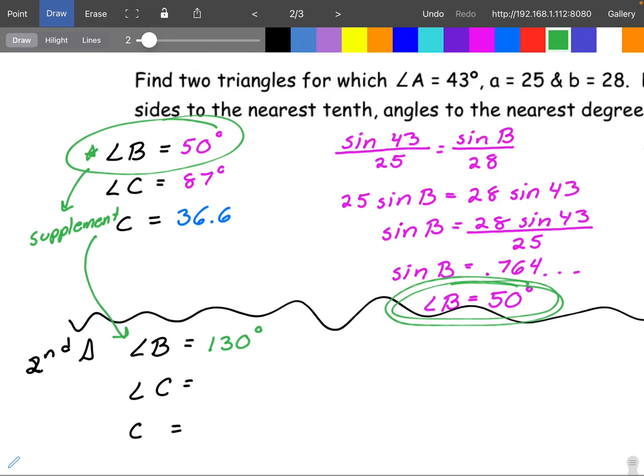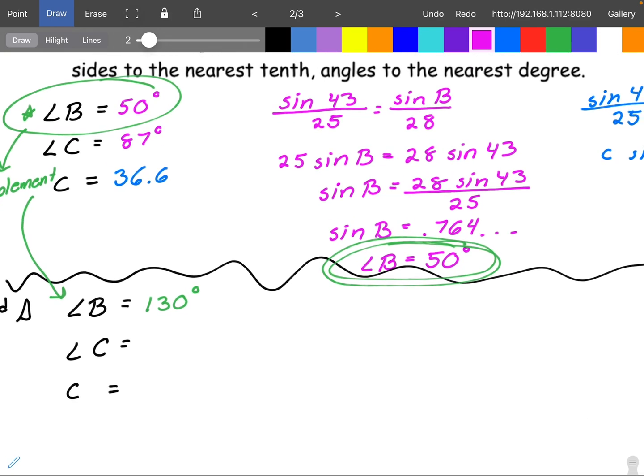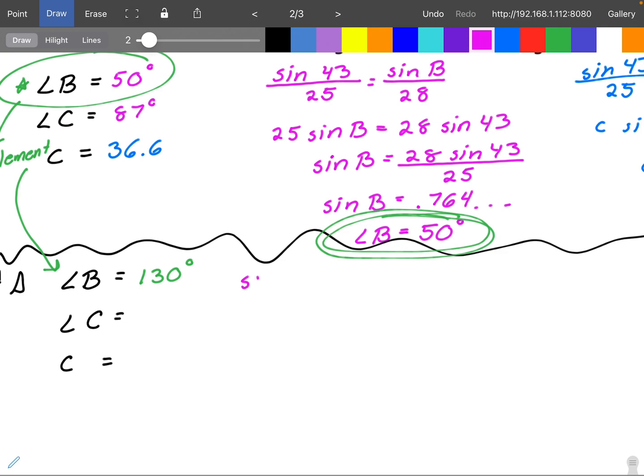Okay, now once we know what that angle B is for the second triangle, I can do the exact same thing that I did for the first triangle. So once I get that supplement, that's my new angle B, and I can basically forget everything that happened above that squiggly line and just do my triangle again. So I know, again, angle A and little a, so I'm going to go ahead and set those up in my proportion.